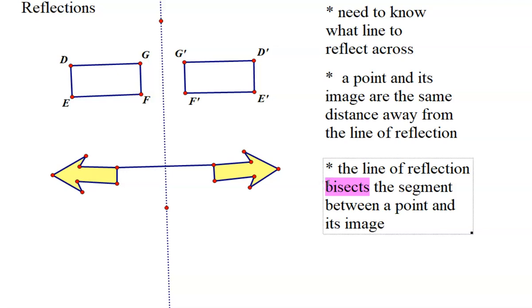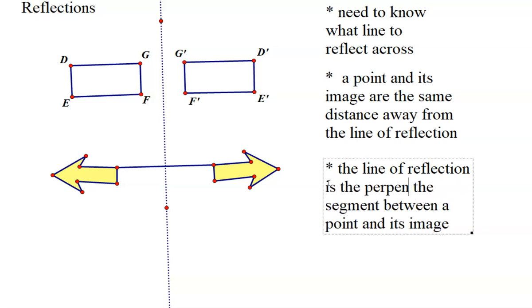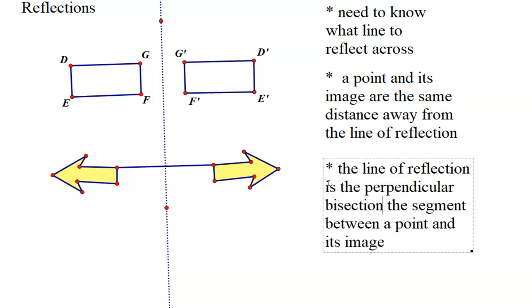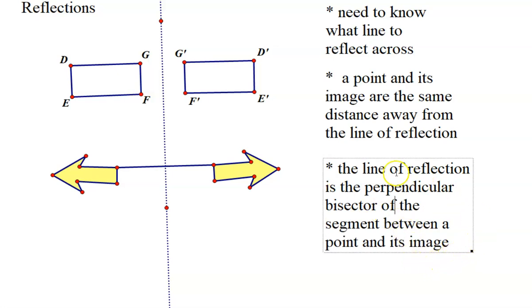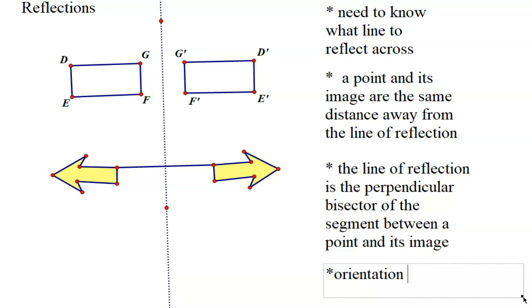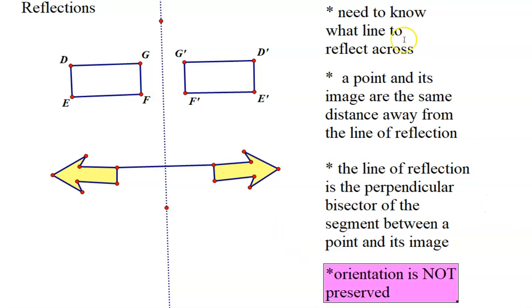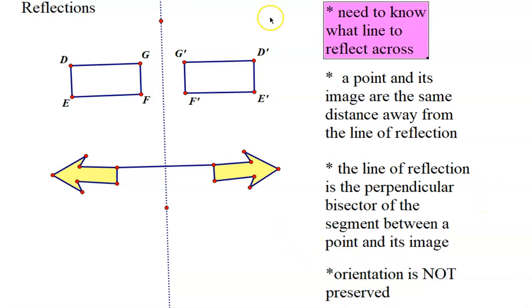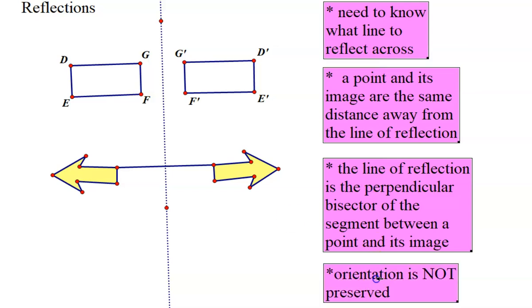It makes a 90-degree angle. It is the perpendicular bisector of the segment between a point and its image. And then the last thing we need to know about reflections is that orientation is not preserved. It's not going to be still pointing the same way it was to begin with. So these are our four facts we need to know about reflections.